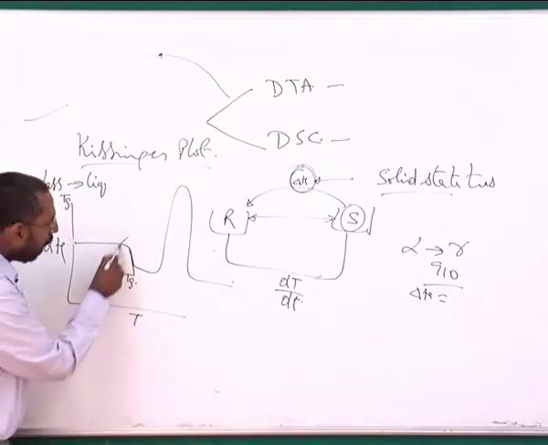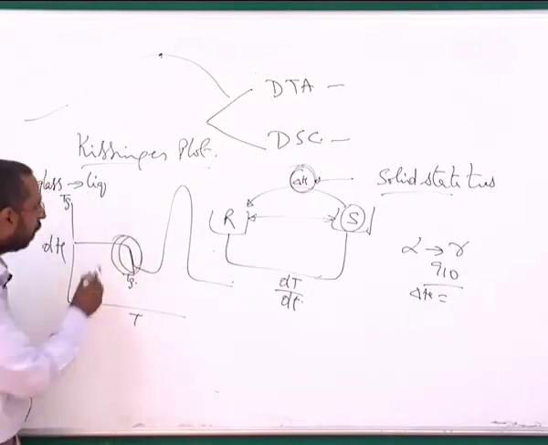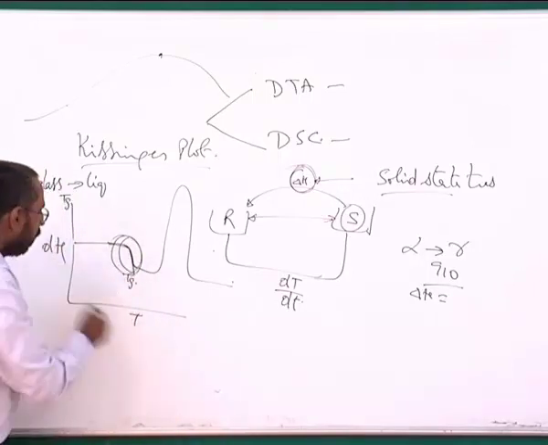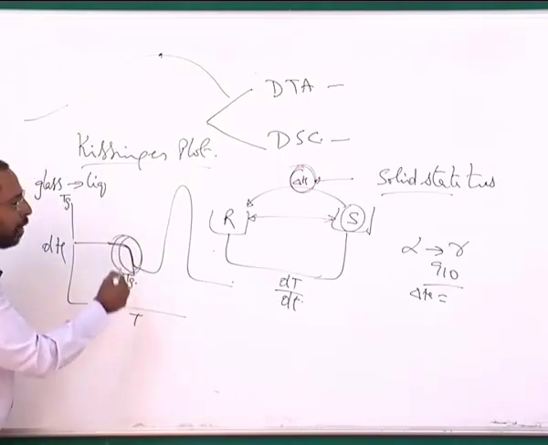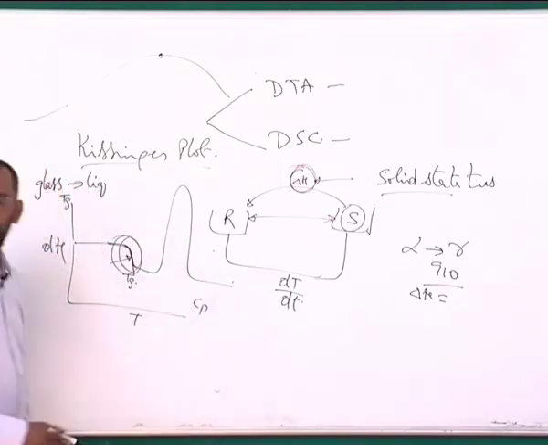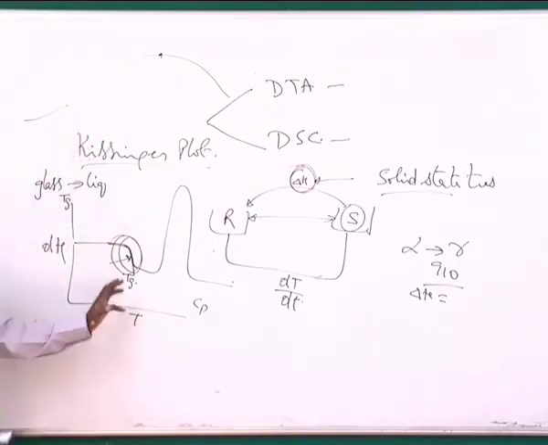So there will be no enthalpy associated with this transformation. You will only see it as just a step in terms of dH by dT. And this step corresponds to a change in the Cp. So if I now plot Cp versus temperature, you will see that there is a discontinuity there.